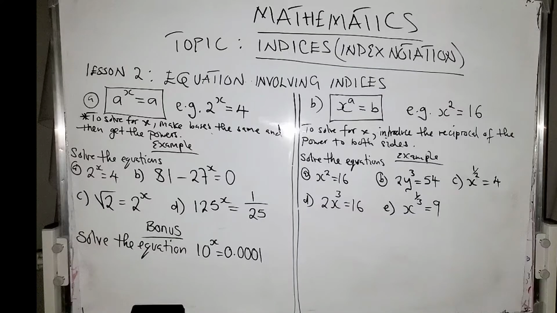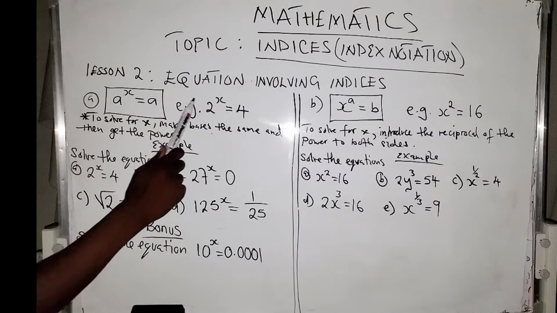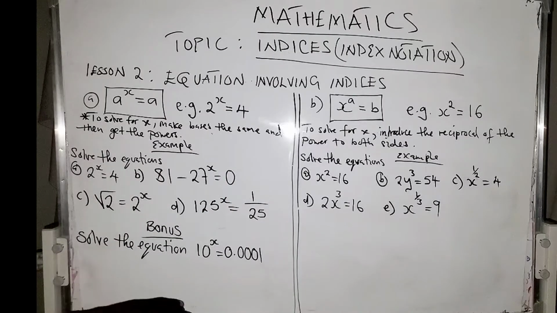Welcome to topic 3, lesson 2, under indices or index notation. In the first lesson, lesson 1, we looked at the laws of indices. We looked at a number of them. There should be 9 laws in total, of which you need to be familiar with all 9. In today's lesson, this is the last part, by the way, we're going to look at equations involving indices. This is the last part of this topic. Then we'll go to topic 4.